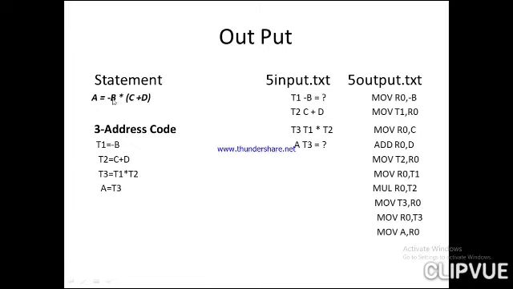3 address code is very simple. Minus B, I am initially storing in one temporary variable T1, and C plus D we are performing and storing in one more variable T2. Then I perform the multiplication between minus B and C plus D, which are in T1 and T2, store the result in T3, and finally assign T3 to A. That is the 3 address code generated for this.